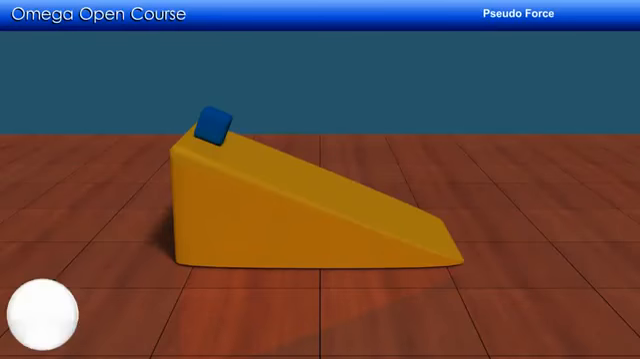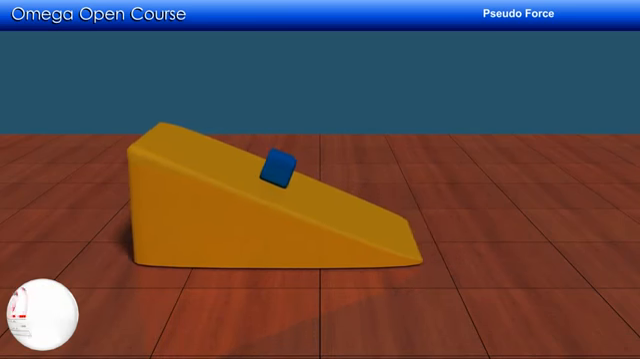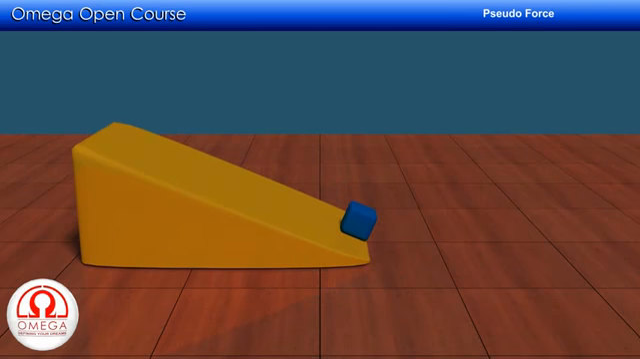A block is kept on a frictionless triangular wedge kept on a frictionless surface. Also, assume the inclination of the wedge to be theta. When the system is released, the block moves down the wedge and the wedge slides backward. Suppose we have to find the acceleration of the block and the wedge. If we try to solve the question with respect to the floor, the situation is complicated.